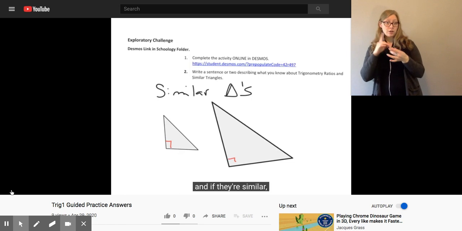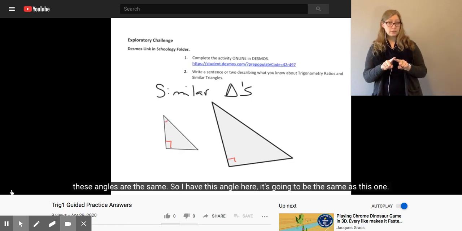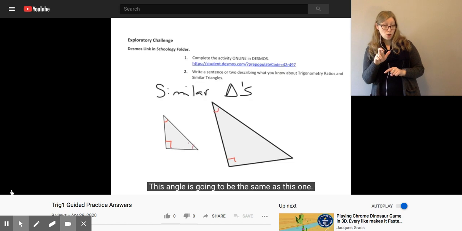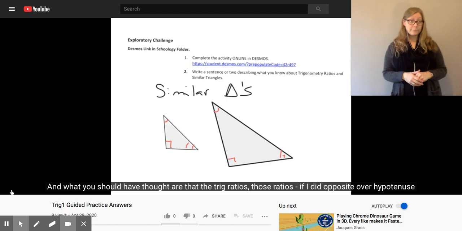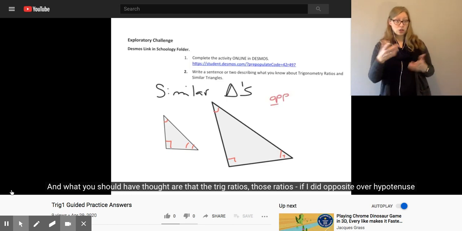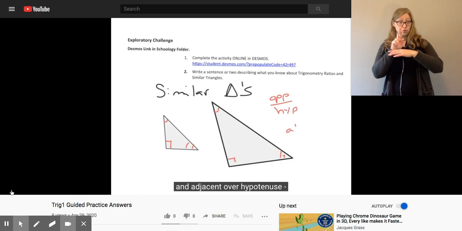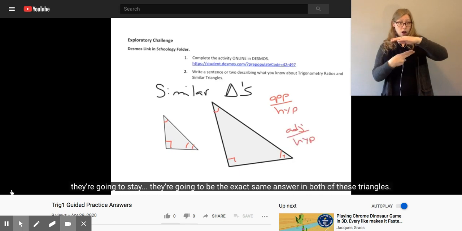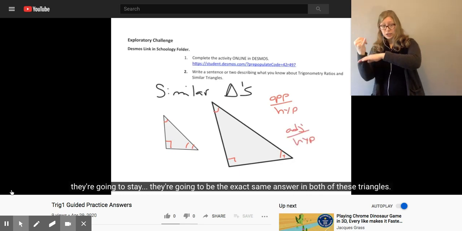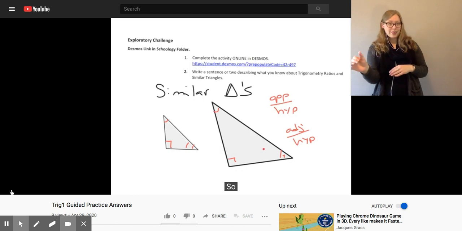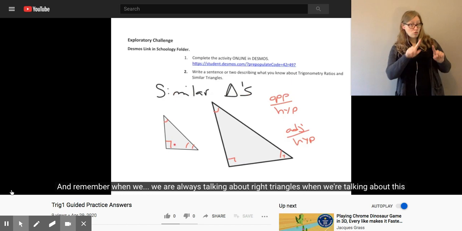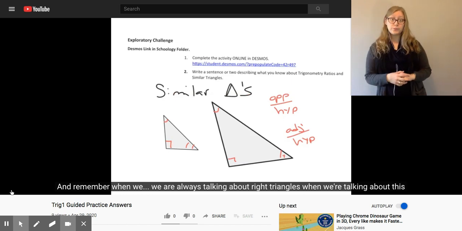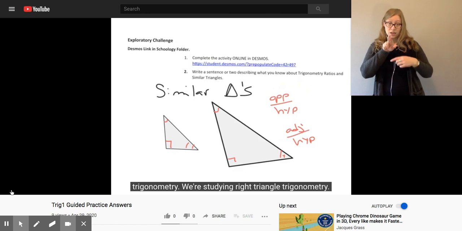And if they're similar, these angles are the same. This angle is going to be the same as this one, and this angle is the same as this one. And what you should have seen is that the trig ratios, if I did opposite over hypotenuse and adjacent over hypotenuse, are going to be the exact same answer in both of these triangles. For similar triangles, that is always true. And remember, we're always talking about right triangles when we're studying right triangle trigonometry.